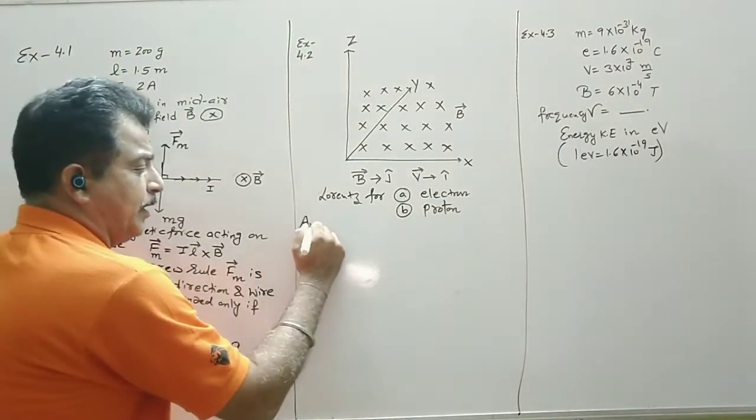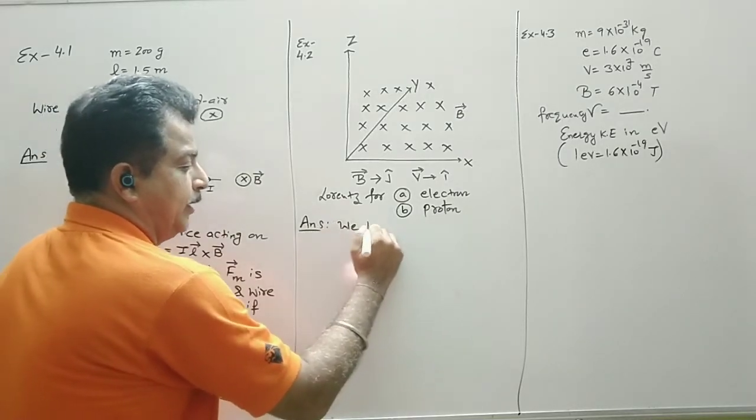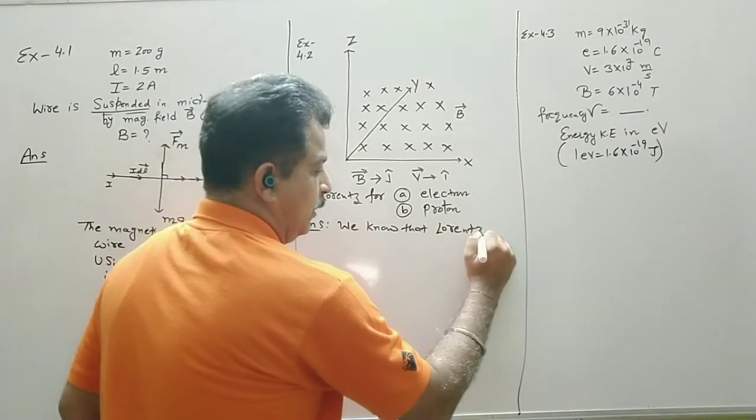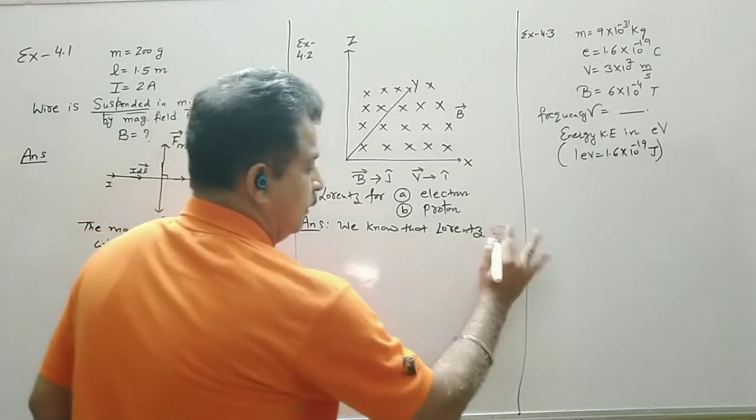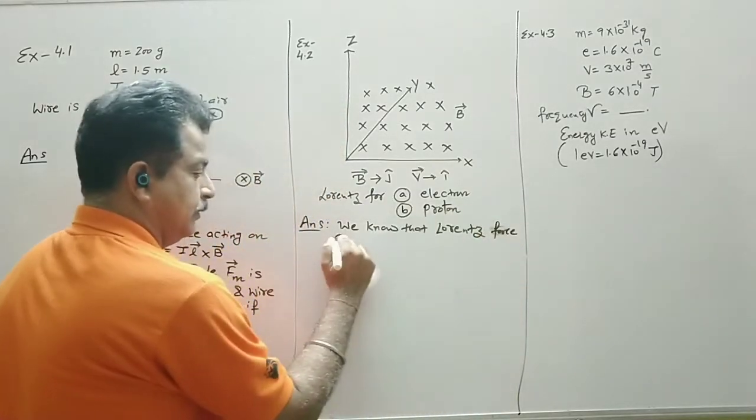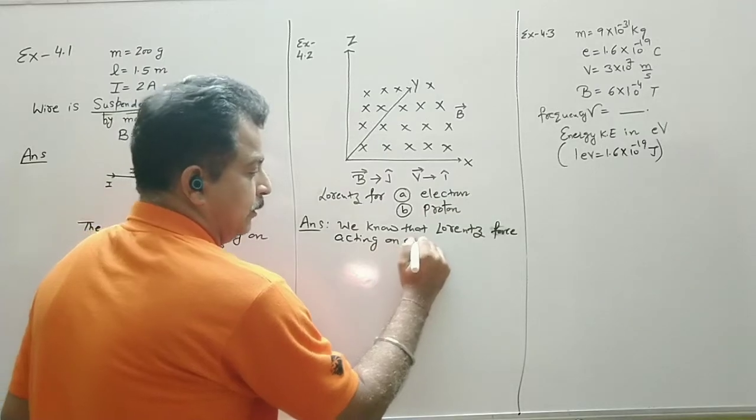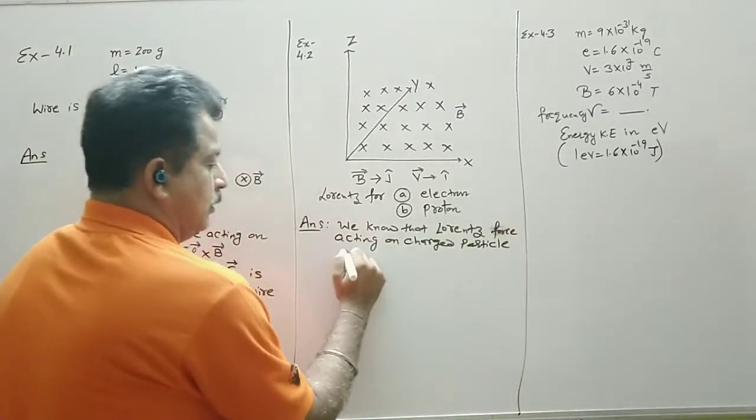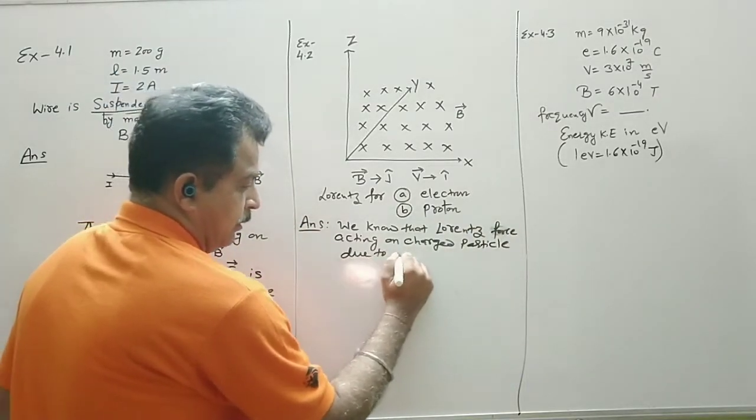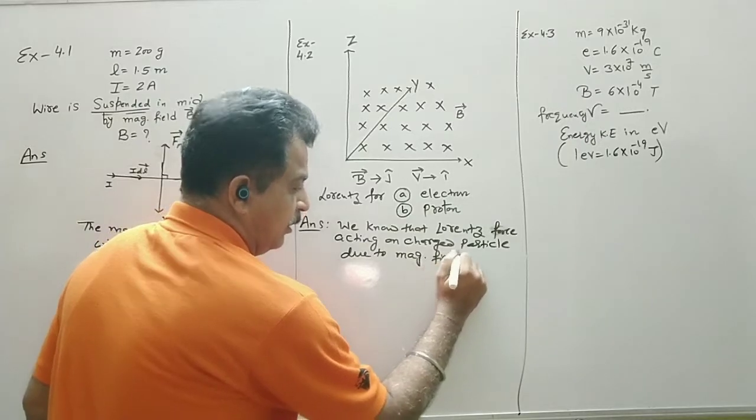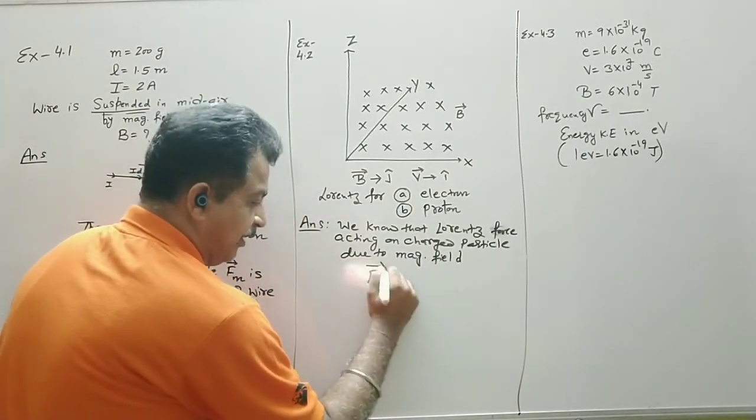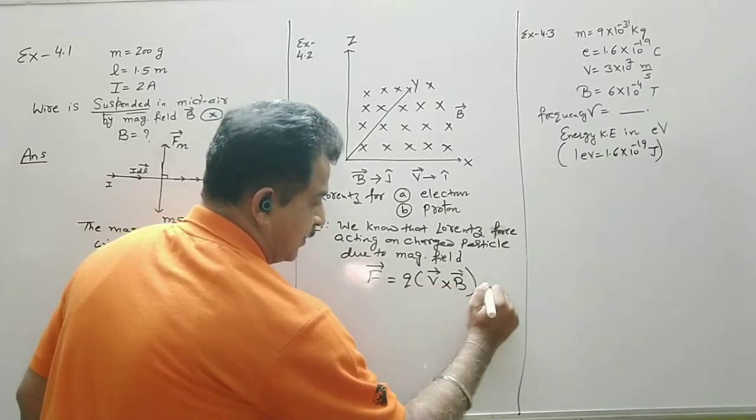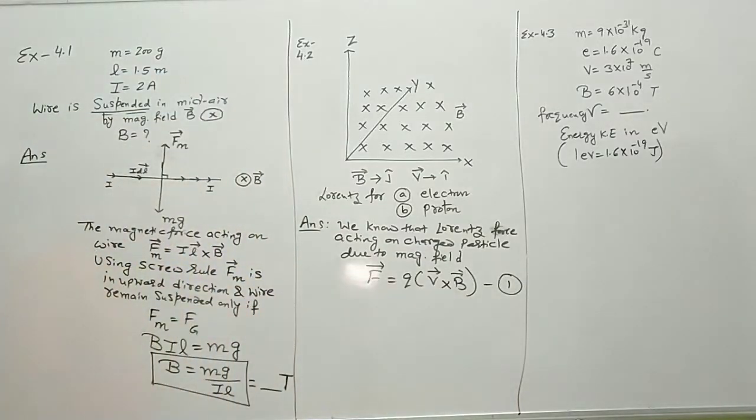So again, direct application. We know that the Lorentz force acting on a charged particle due to a magnetic field will be given by F is equal to q v cross B. This is our general formula. This is equation number 1, or a general formula.